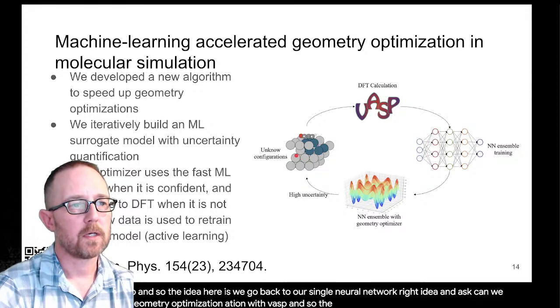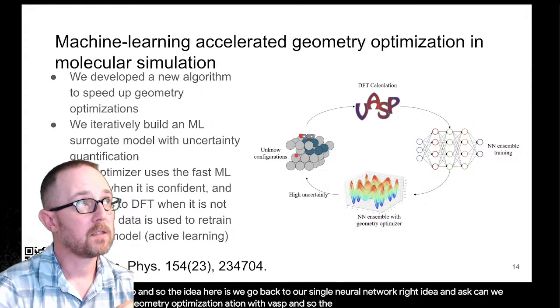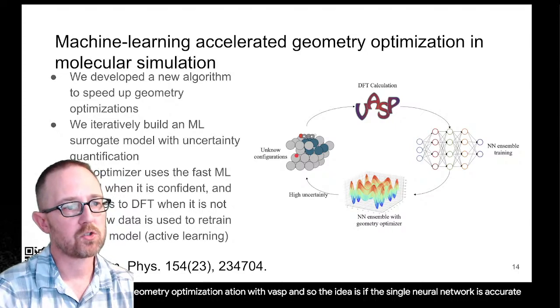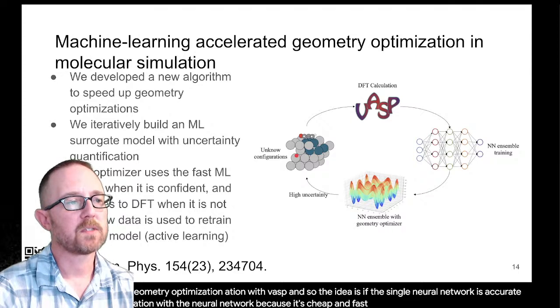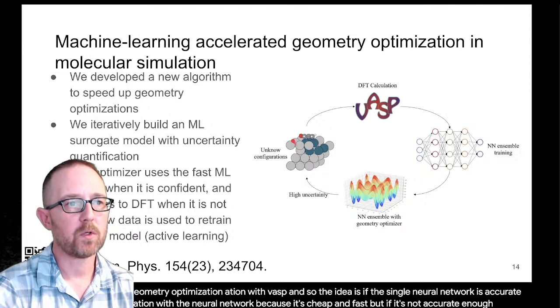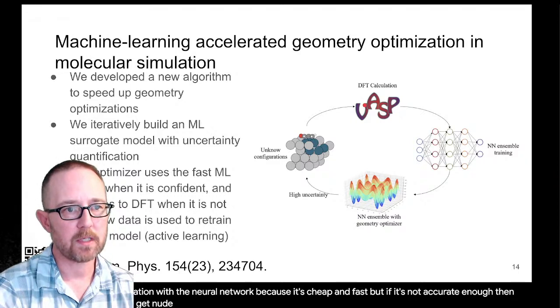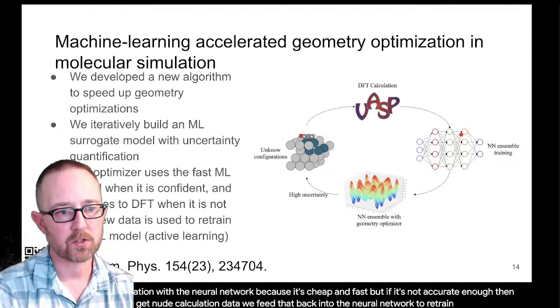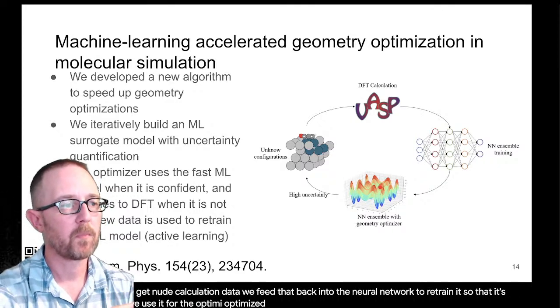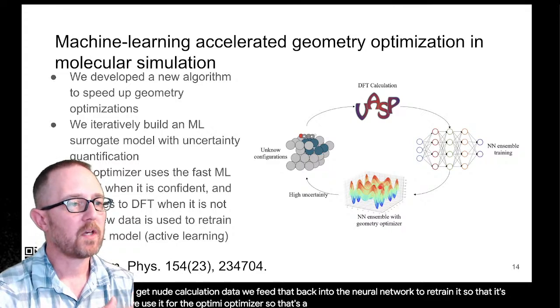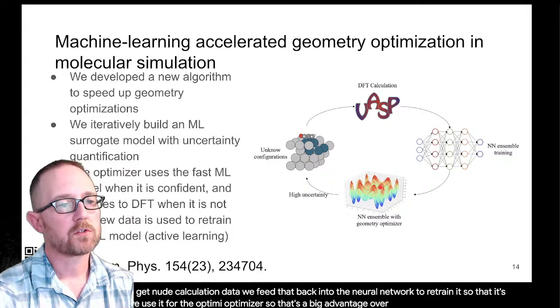The idea is, if the single neural network is accurate enough, we do the optimization with the neural network because it's cheap and fast. But if it's not accurate enough, then we switch over to VASP. We get new calculation data. We feed that back into the neural network to retrain it so that it's accurate again. And then we use it for the optimizer. So that's a big advantage over starting from scratch every single time.